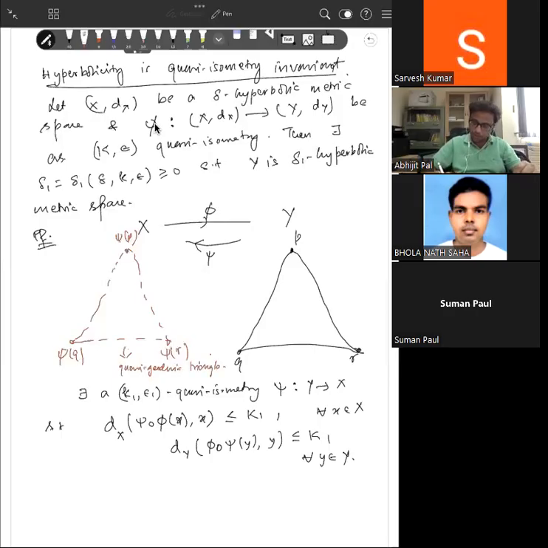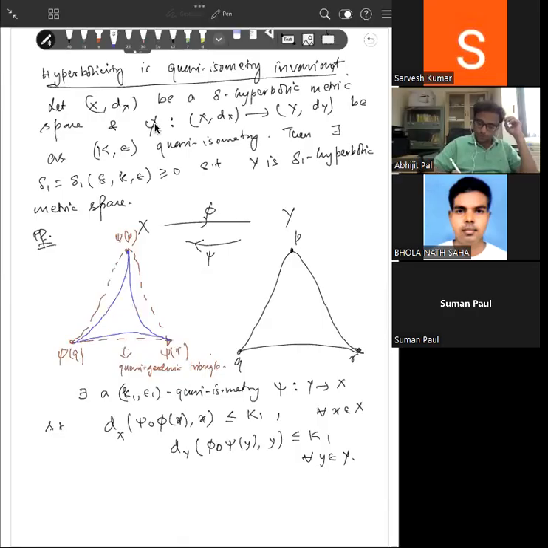Okay, so PQ is a geodesic in Y, and psi is a quasi-isometry. So the image of a geodesic under a quasi-isometry will be a quasi-geodesic. So you'll get a quasi-geodesic triangle here. Now you have these three points, psi P, psi Q, and psi R. So you join them by geodesics, and you know that X is a delta hyperbolic metric space, right?